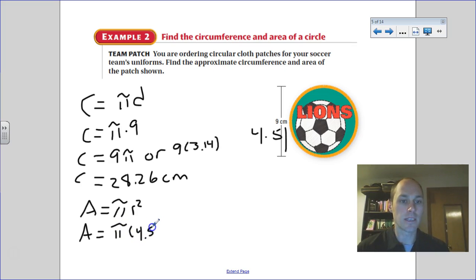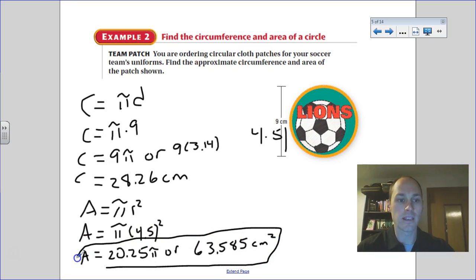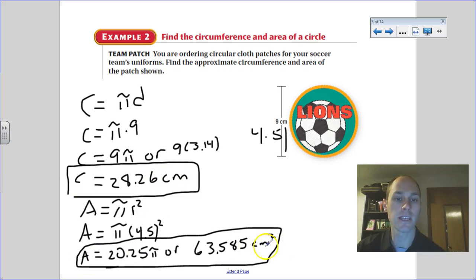And so we could keep that exact and take 4.5 squared and say it's 20.25 times pi. So we can say 20.25 pi, or multiply 20.25 times 3.14 and get 63.585 centimeters squared. So once again, let's make sure we get the correct unit. Whether it's circumference, it's linear. If it's area, it's square units.